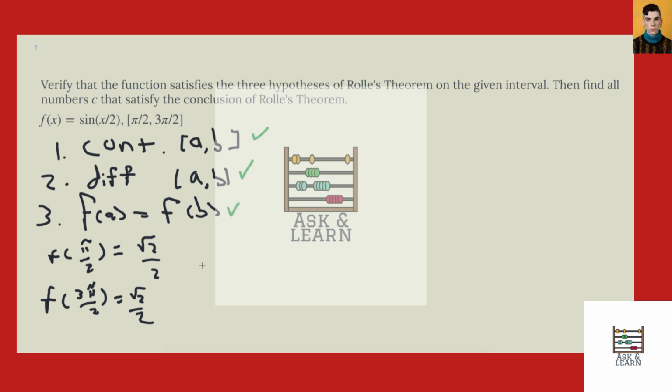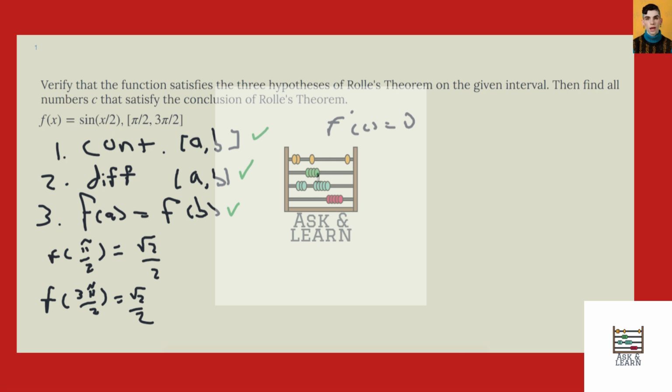So once these three conditions are satisfied, we know that there is a c that satisfies the conclusion of Rolle's theorem, and the conclusion is there is a c such that the derivative f prime of c is equal to 0. So all we have to do is find these numbers c by setting the derivative of this function equal to 0.